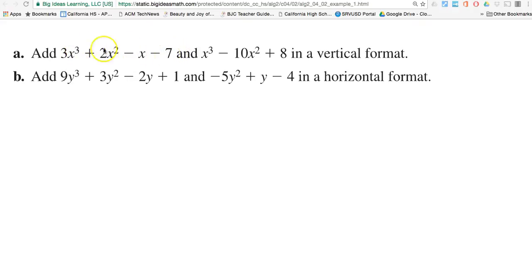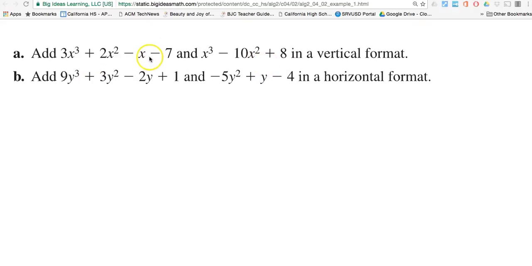And what you want to do is line up like terms. So in this case, we've got 3x cubed and x cubed. So those need to be lined up on top of each other. 2x squared and minus 10x squared need to be lined up. Now look at our negative x. There is no other like term here.